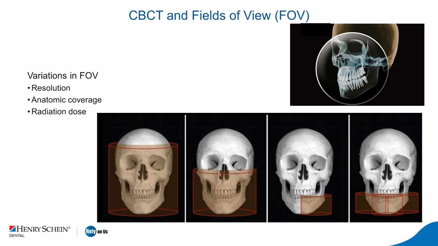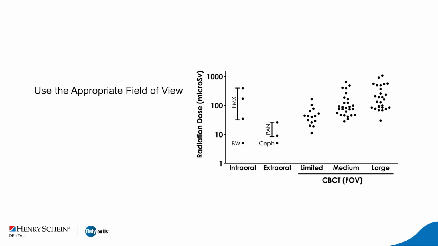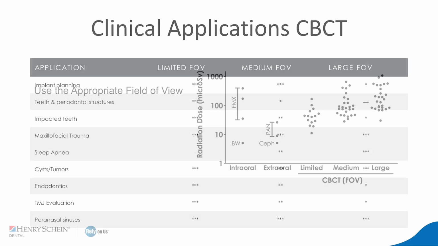So if you take, for example, smaller field of view, well, you will have a lot more of resolution. So you'll be able to assess a lot more details. Okay, but of course, you're going to cover less anatomy, and the radiation dose will be less as well. So always keep in mind that you have to look at the whole volume. So try always to take the smallest field of view that you need for whatever you're looking for. And again, here I like that table where it shows you that basically FMX can be pretty high up here in comparison with limited, medium, and large fields of view.